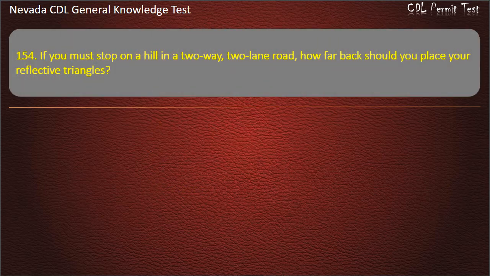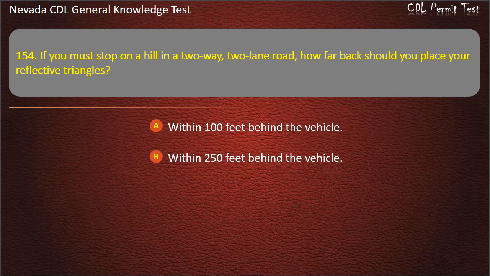Question 154. If you must stop on a hill in a two-way, two-lane road, how far back should you place your reflective triangles? Within 100 feet behind the vehicle. Within 250 feet behind the vehicle. Within 500 feet behind the vehicle. Answer. Within 500 feet behind the vehicle.